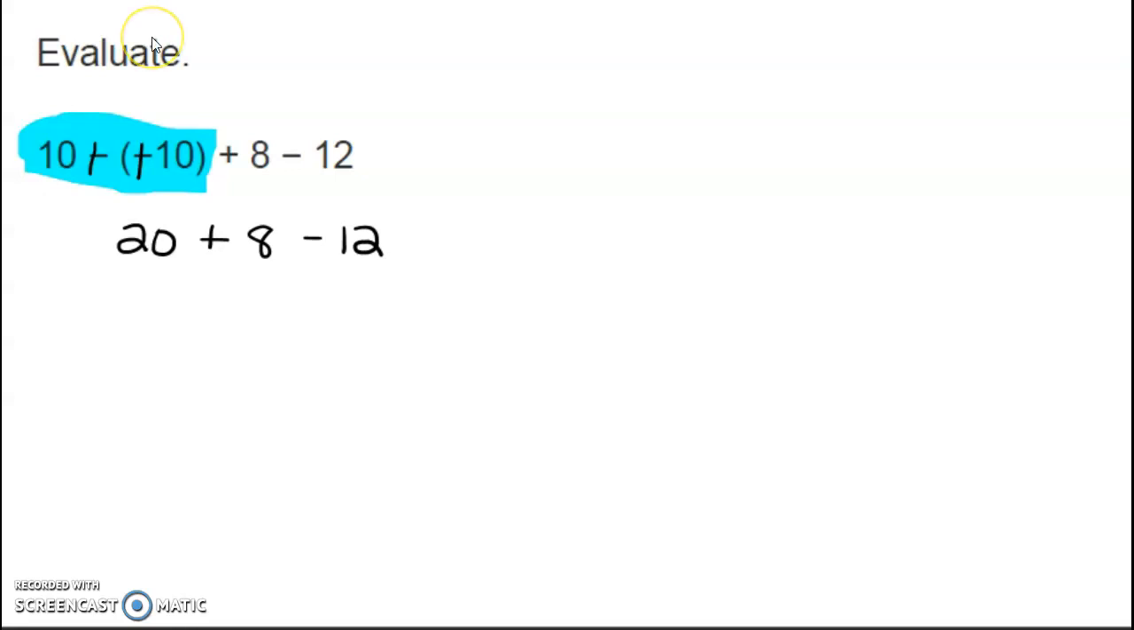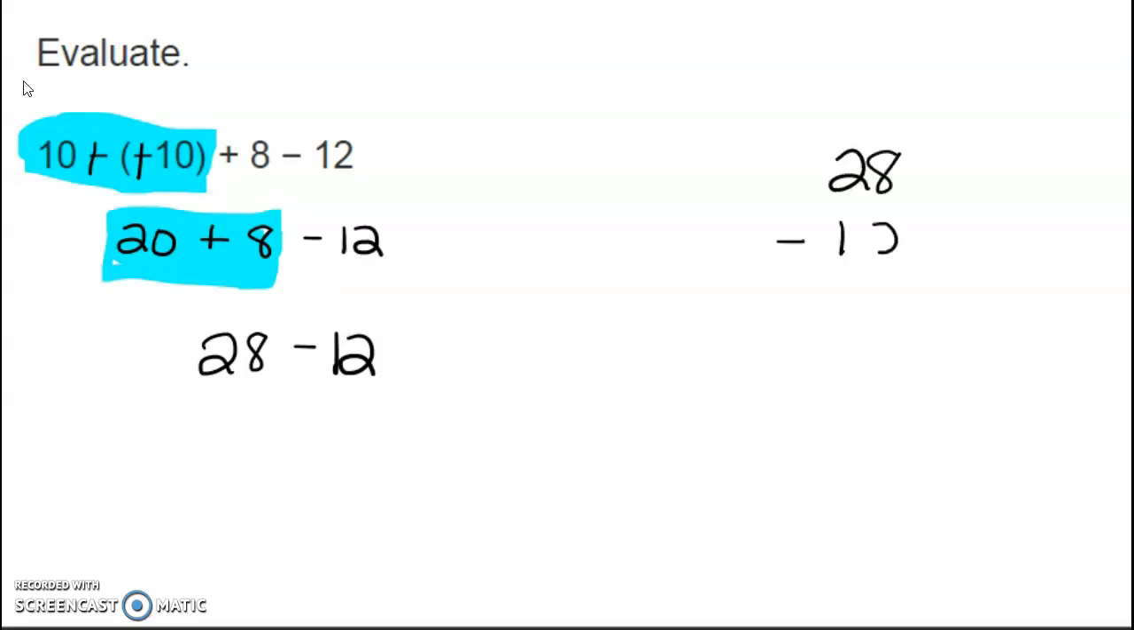Now again, I'm just going to focus on these first 2 numbers. So we have 20 plus 8 is 28, bringing down this 12. And then 28 minus 12 is where we get our final answer. And you can do that right over here if you want to stack them. 8 minus 2 is 6. 2 minus 1 is 1. So our final answer is 16.